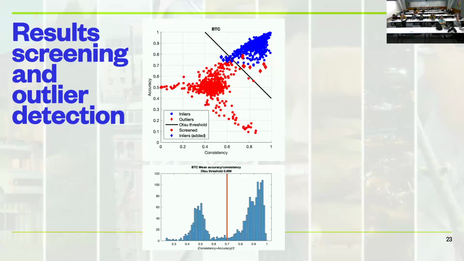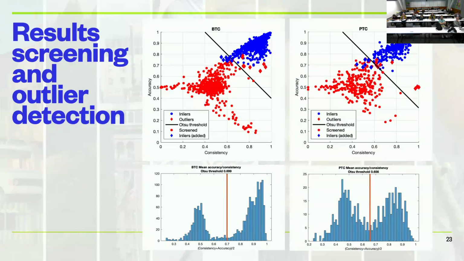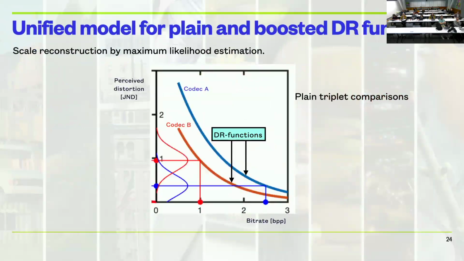So our recommendation is that using Otsu thresholding is not mandatory, but it's recommended. I mean, it's optional, and it's not a must. It's not normative. Okay. So this is then the situation for the plain triplet comparisons, and there, it looks much the same. Okay. So now for the unified model for plain and boosted distortion rate functions.